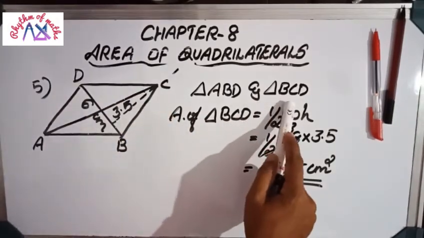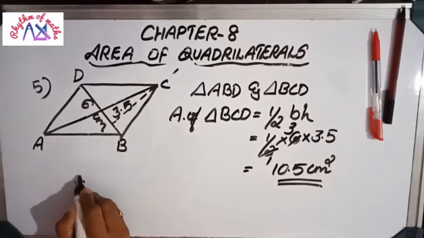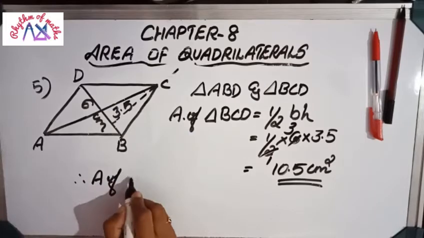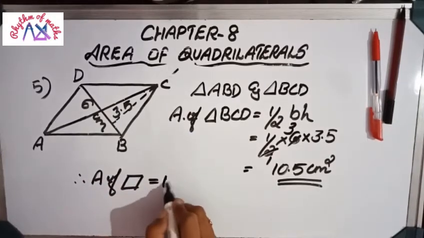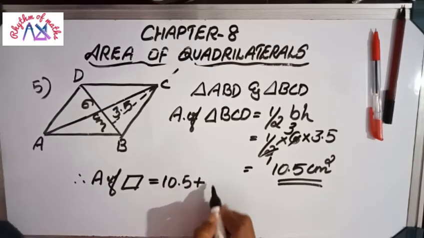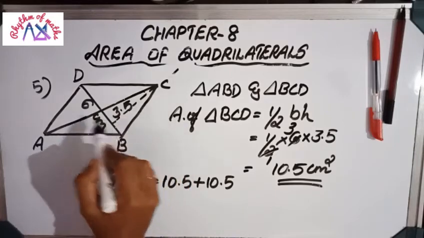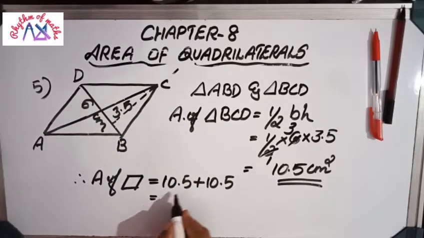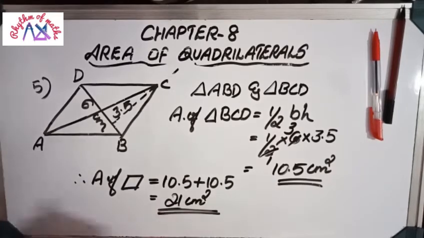Similarly, triangle ABD area will also be 10.5 centimeter square. Therefore, area of parallelogram will be what? Area of parallelogram is 10.5 plus 10.5. Okay, because first portion 10.5, second portion also 10.5. So answer will be 21 centimeter square. Area of parallelogram is 21 centimeter square. Okay, so this is fifth question answer.